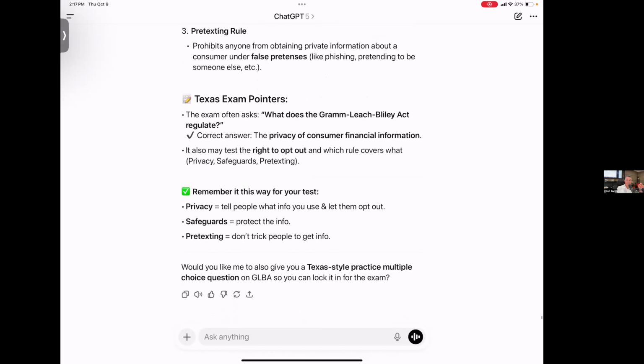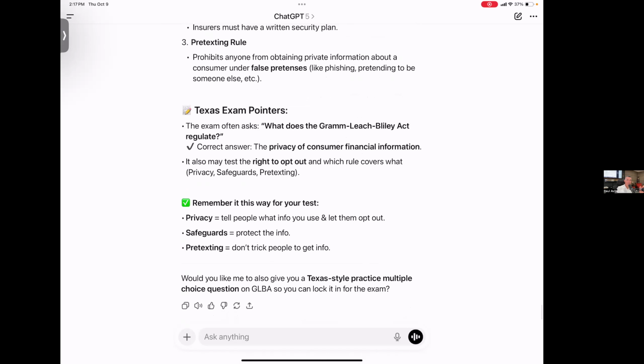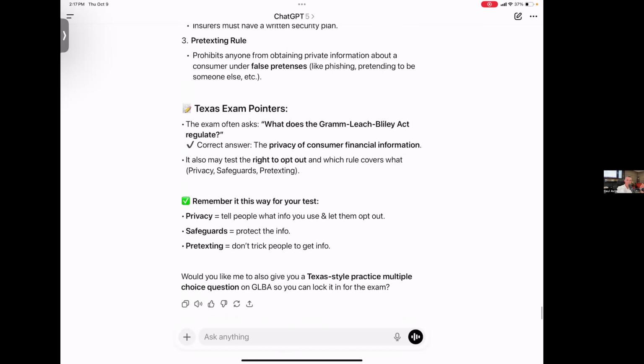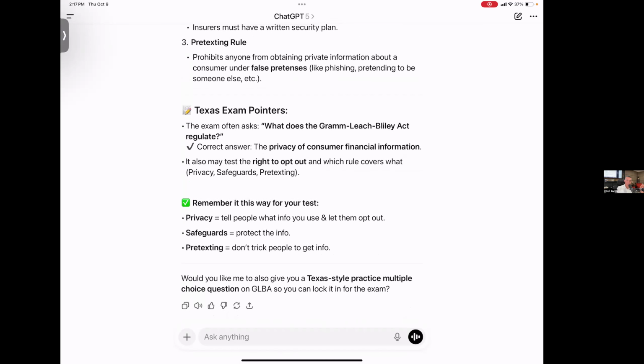If I was studying, guys, you're listening to the replay right here, I would use ChatGPT all day long. I would use it in the form of conversation mode, like right here. See if we could use it while I'm on Zoom. Hey, tell me more about the Graham-Leach-Bliley Act.